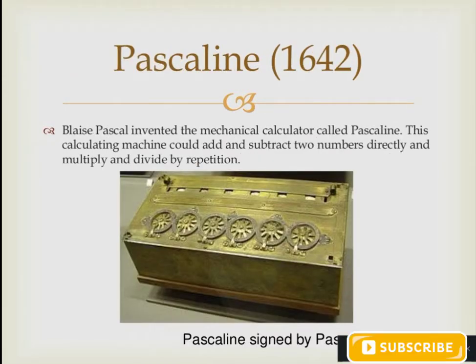Pascaline. It was introduced in 1642. Blaise Pascal invented the mechanical calculator called Pascaline. This calculating machine could add and subtract two numbers directly and multiply and divide by repetition. You can see the image of Pascaline designed by Blaise Pascal.